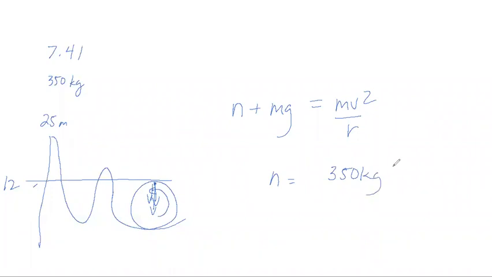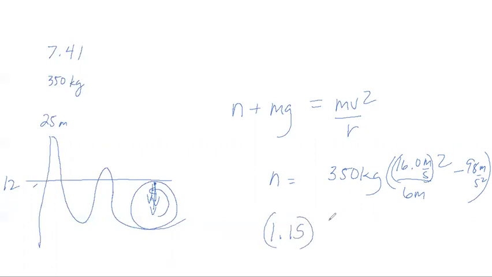350 kg times v squared, and I just calculated that, didn't I? 16.0 meters per second, quantity squared. R is 6 meters, over 6 meters minus 9.8 meters per second squared. Okay, so that's going to give me 1.15 times 10 to the 4th newtons. And that is how hard I'm pushing against the track there. The track is pushing against me the negative of that.